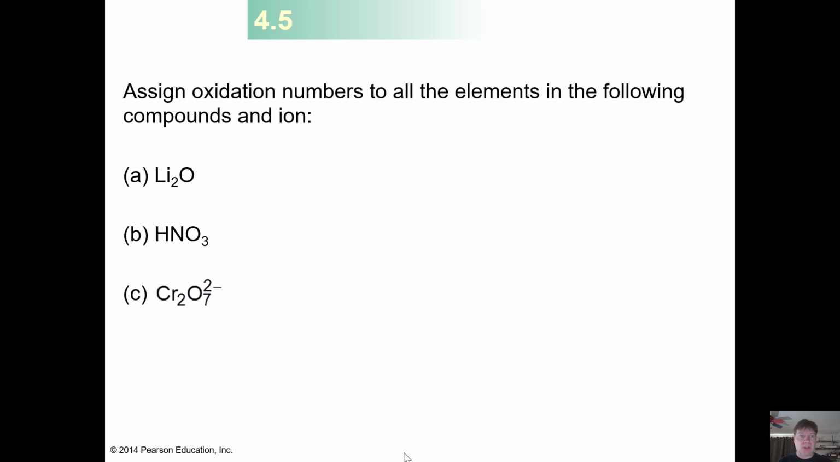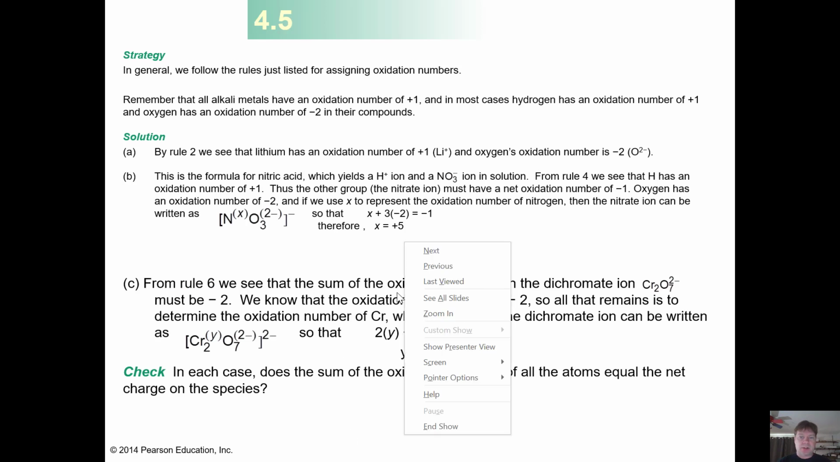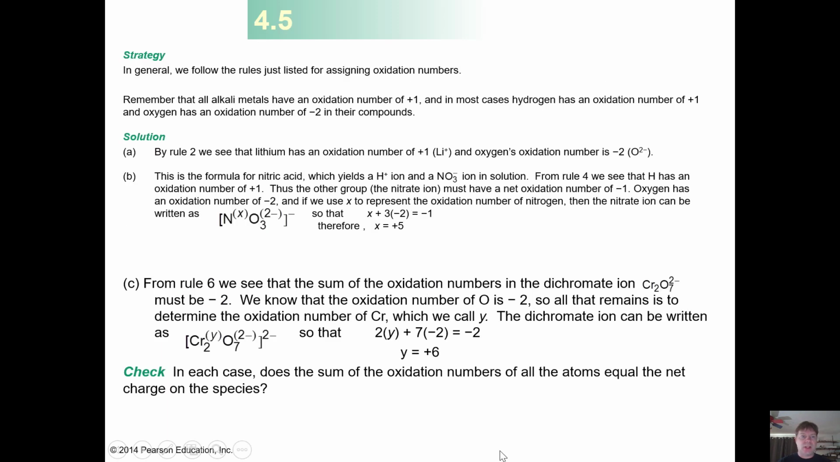Okay, so let's go ahead and look at the answers for these. So the first one, we had lithium. I think it was lithium and oxygen, right? So Li2O. So we can see rule 2 tells us that lithium is a +1. That's exactly what we would expect. Oxygen is a -2 according to rule 5. Fortunately, those two don't contradict each other. So +1 and a -2. If they did contradict, we would go with the lithium.